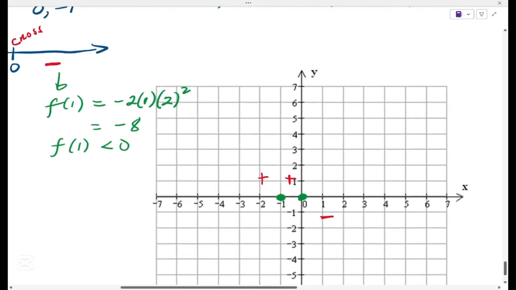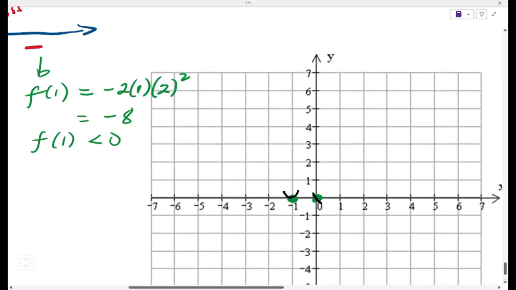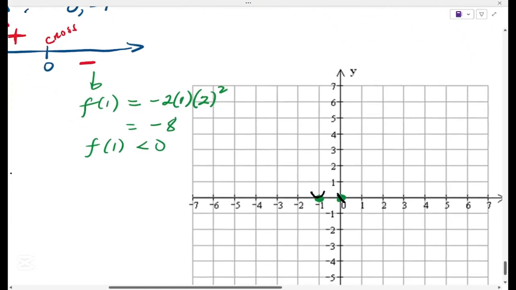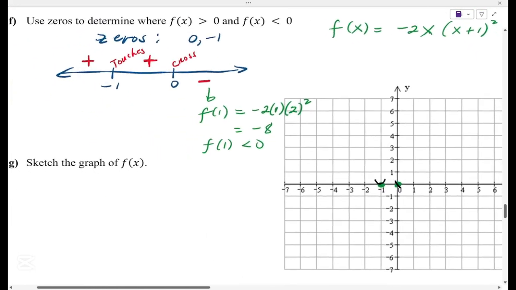It crosses at 0 because the power is 1, so it will cross like a line. And then it touches at minus 1. Since it's above, it will be like this. Okay, so let us connect. And hold on, what is our y-intercept? The y-intercept is 0. Okay, so I guess it's better if we get the value in between.